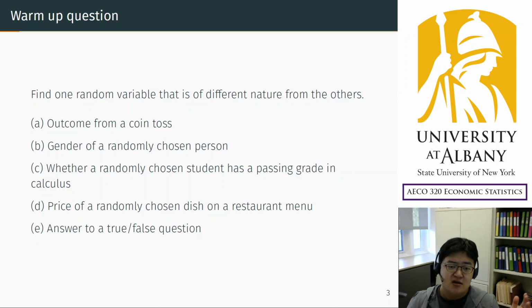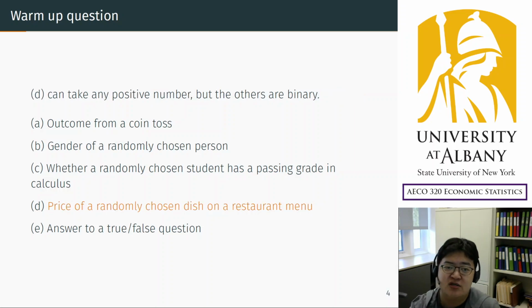All of these 5 examples are random outcomes, and one of them is of a different nature. What's that? Guess it. There is no single right answer. People may have different ideas about this question, but what I wanted to choose is this one. Price can be any number, right? Like $1, $2, but the others, like the outcome from a coin toss, is heads or tails.